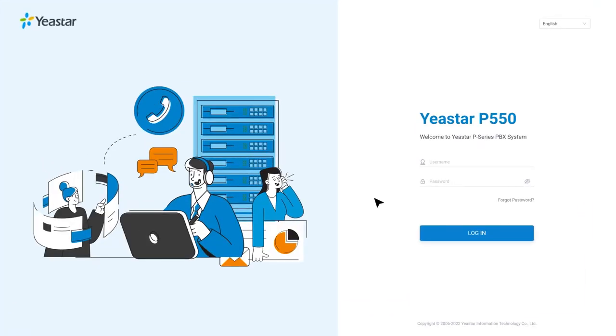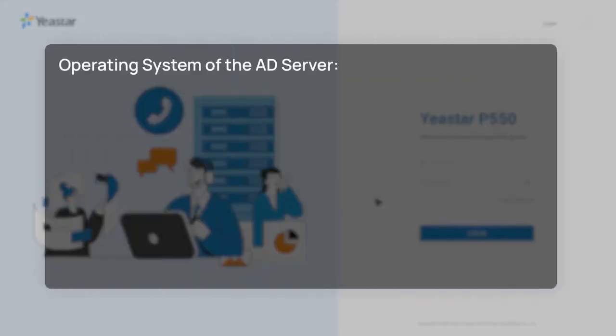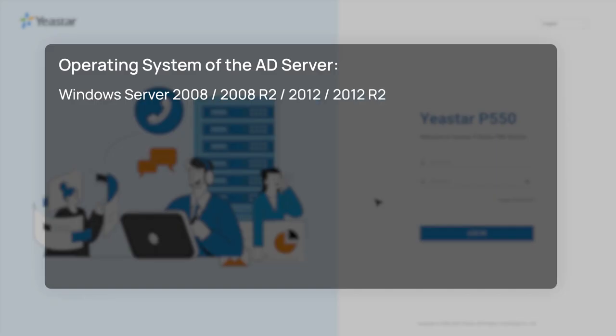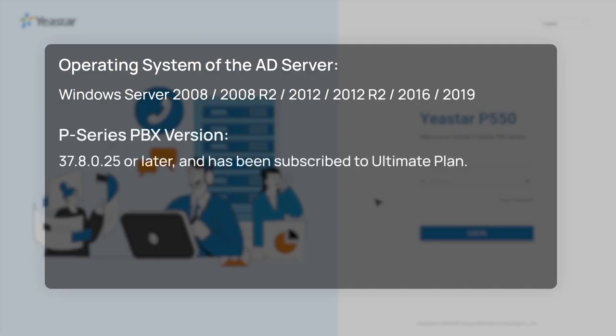For starters, we need to make sure that the operating system of the AD server is Windows Server 2008, 2008 R2, 2012, 2012 R2, 2016, or 2019. The P-Series PBX has been upgraded to version 37.8.0.25 or later, and it has been subscribed to the Ultimate plan. By the way, this integration is based on LDAP or LDAP-S.